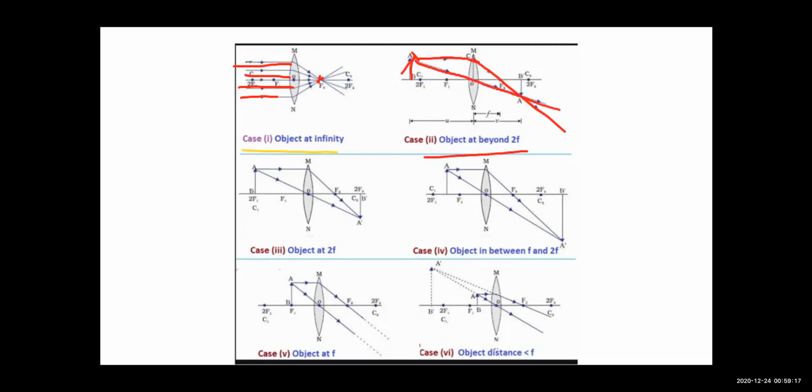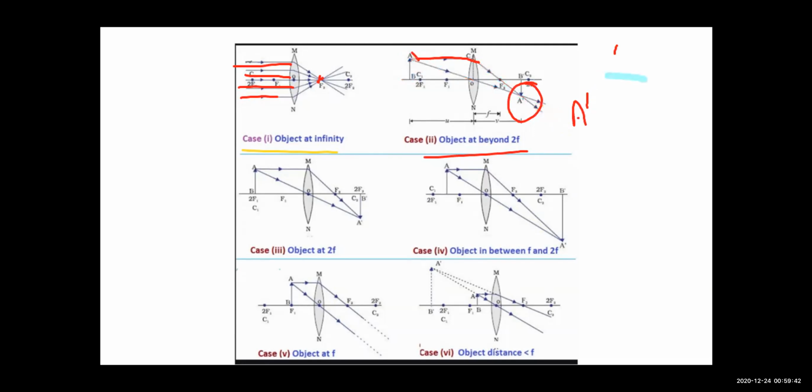It will pass undeviated and they intersect each other at this point. And so this point is the image of our starting point. Our starting point was A. So this is the image of A, and that is known as, we have denoted by A dash and B dash. So the image of the object AB is formed at A dash B dash.